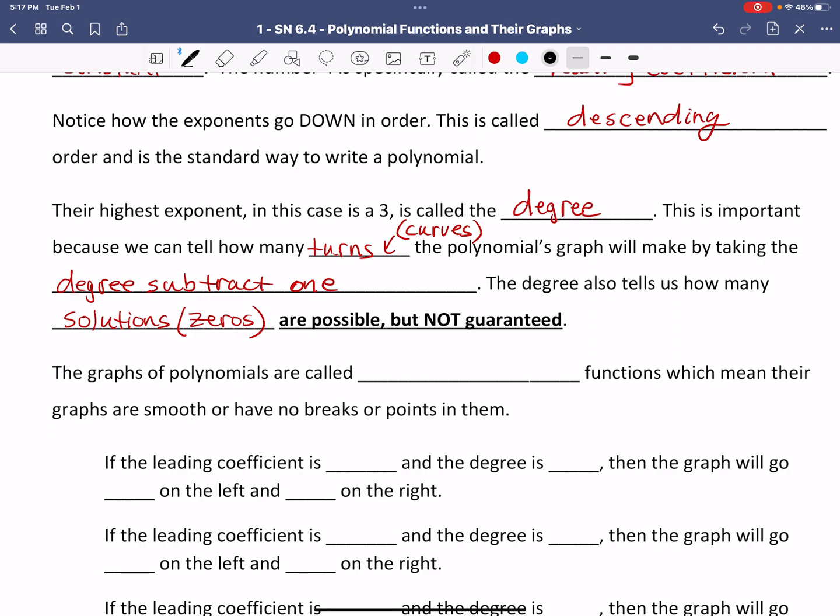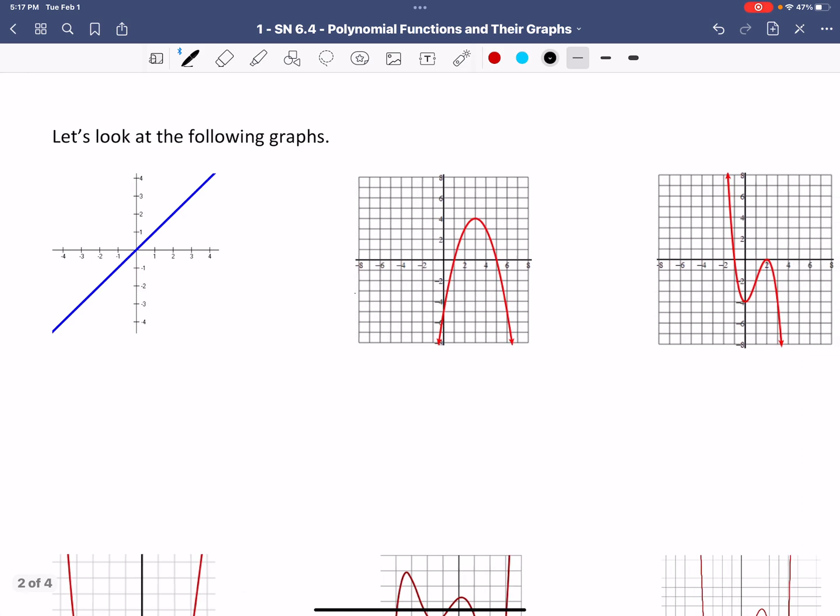Now, the graphs of polynomials are called continuous. They're called continuous because if I put my pencil down at one end of a graph, without lifting the pencil, I can get on the entire graph. Same thing over here. I start up here, go down, go up, go back down, and again, without lifting my pencil, I never go off the graph. So that's why it's called continuous.